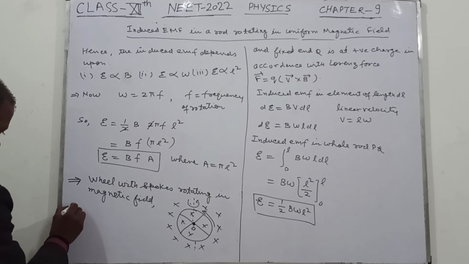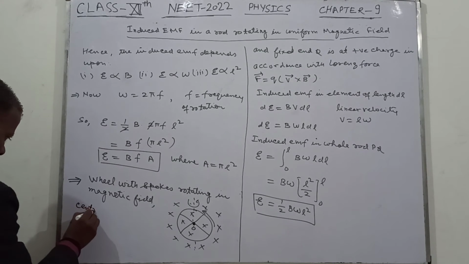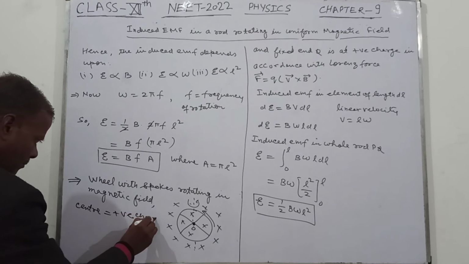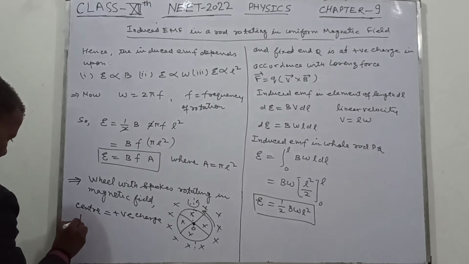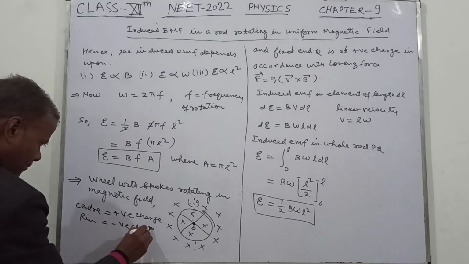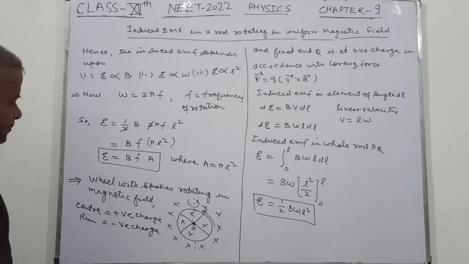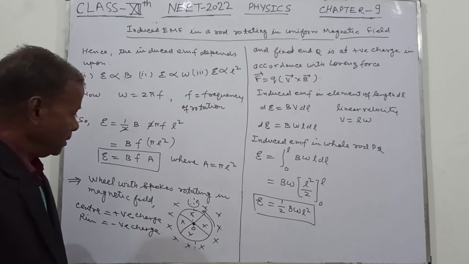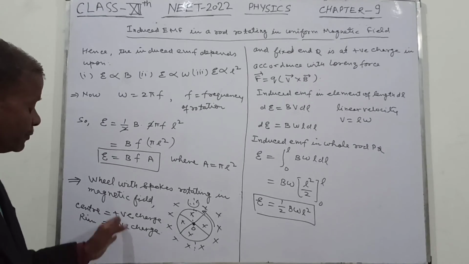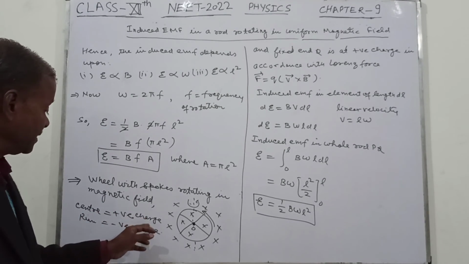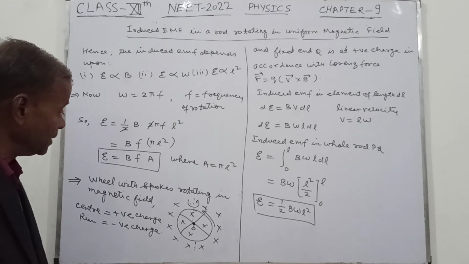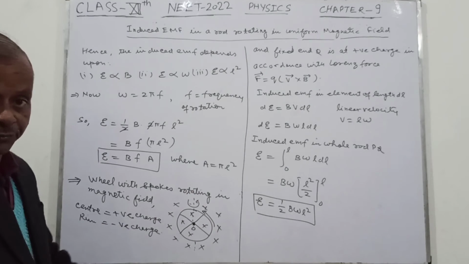So the center has positive charge, and the rim has negative charge. And if this is moving clockwise, then it will be the opposite: the center will be at negative charge and the rim will be at positive charge. So this also depends upon the rotation of this wheel.